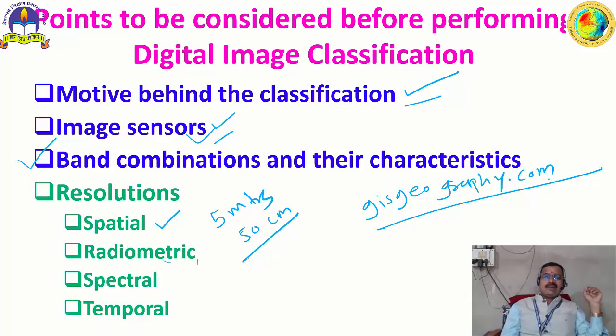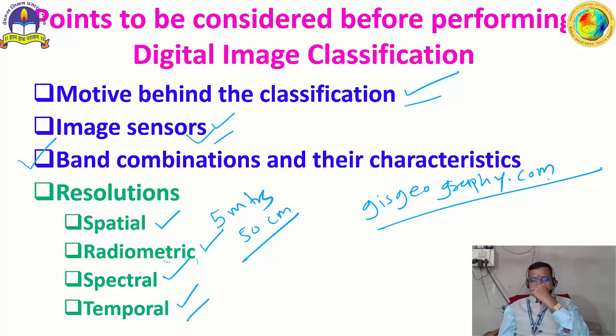Again, you need to consider the radiometric resolution of that sensor or of that data. It means in how many bits you can get that data. Then spectral: multispectral data, hyperspectral data, what is the spectral resolution of that data. And again, you need to consider the temporal resolution.